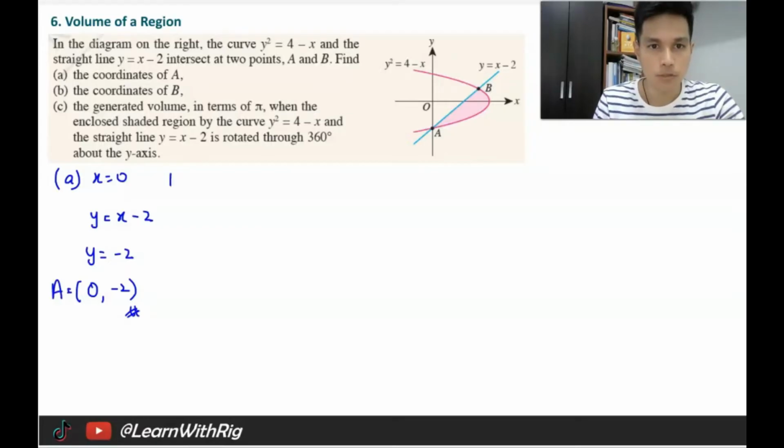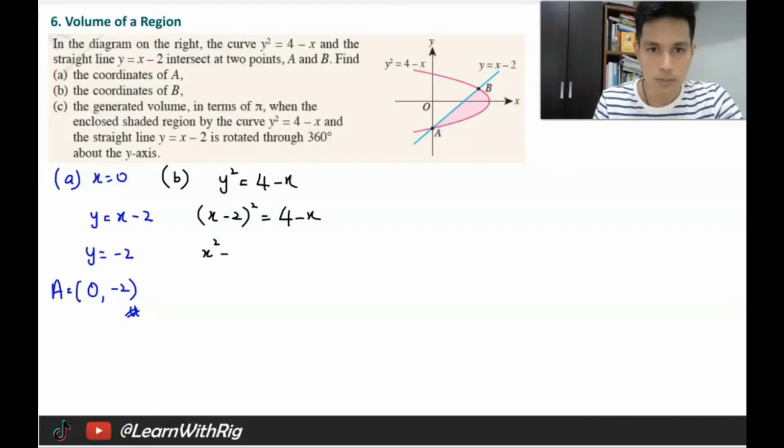Done. Question B, coordinate B. For coordinate B, there's only one way you can do it, which is simultaneous equations, because you have two equations intersecting at coordinate B. Let me change color so you don't get confused. One is this equation, the other is this equation. What we can do is straight away substitute. So y squared equals 4 minus x, correct? And here y equals x minus 2.